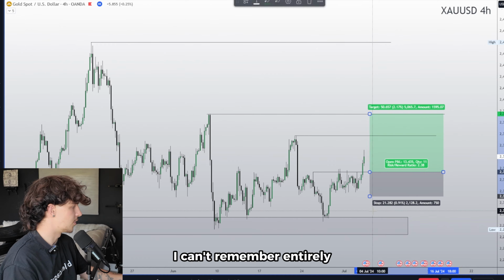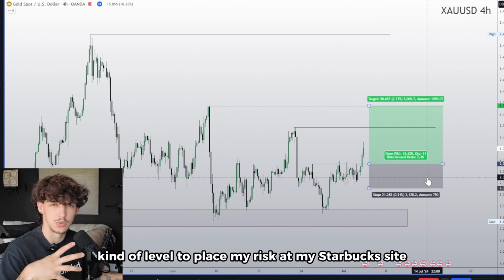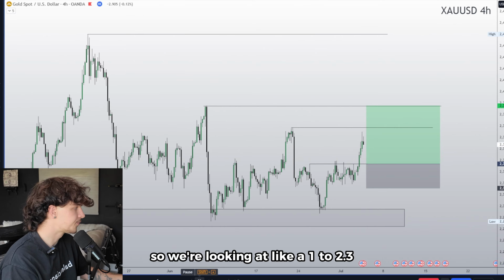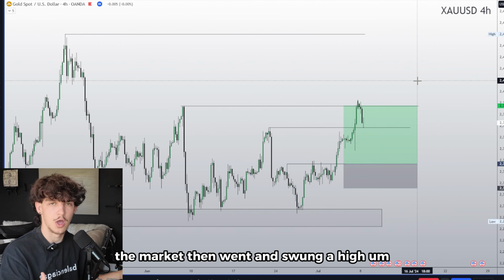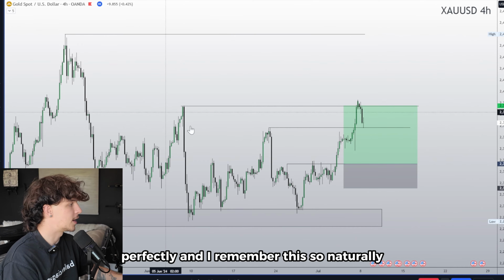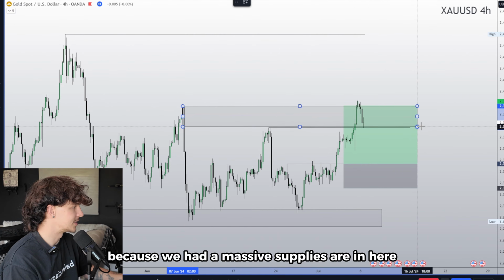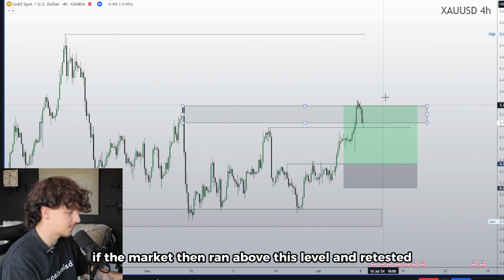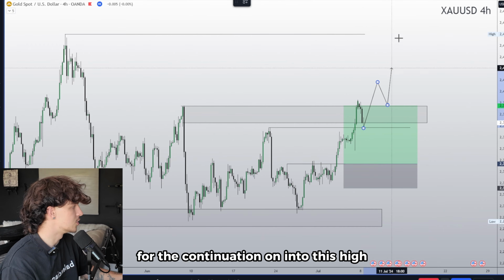I can't remember it entirely. And then I use these previous lows as a good level to place my stop loss at. So we're looking at like a 1 to 2.3. And as you can see, when we bought stop that high, the market then went and swung a high perfectly. And I remember this zone actually because we had a massive supply zone here that the market wanted to tap into. If the market then ran above this level and retested, then we can look for a re-entry for the continuation into this high.